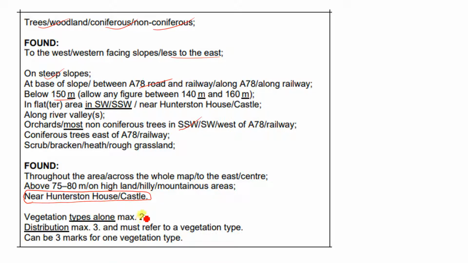So vegetation types is 2 marks. Just mentioning coniferous, non-coniferous trees, the vegetation type, you get 2 marks for it. Then distribution, maximum 3 marks, and must refer to vegetation type. Very important. So you talk about spatial vegetation, like here they said the non-coniferous trees is in the south-southwest. So you're telling us that in the south-southwest we find this type of vegetation. Then you can give a generic description also, so you get your full mark. It's as simple as that.